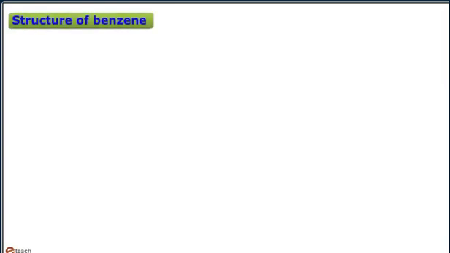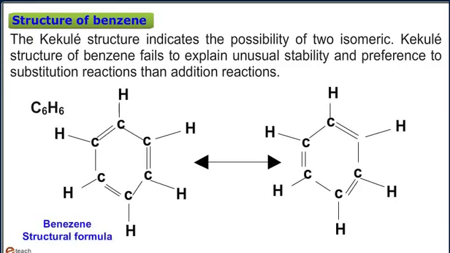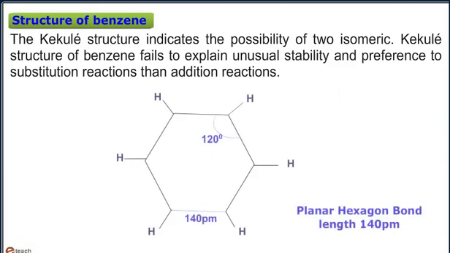Structure of benzene. The Kekulé structure indicates the possibility of two isomers. The Kekulé structure of benzene fails to explain its unusual stability and preference for substitution reactions over addition reactions. You can see here the bond length of the planar hexagon, that is 140 picometers, and the bond angle equal to 120 degrees.